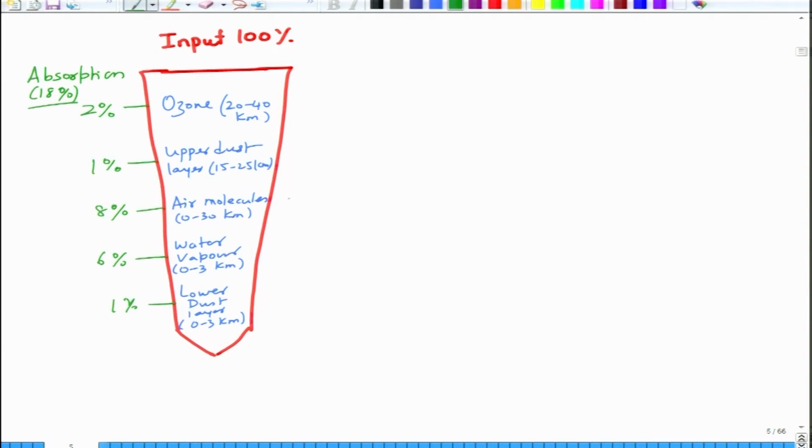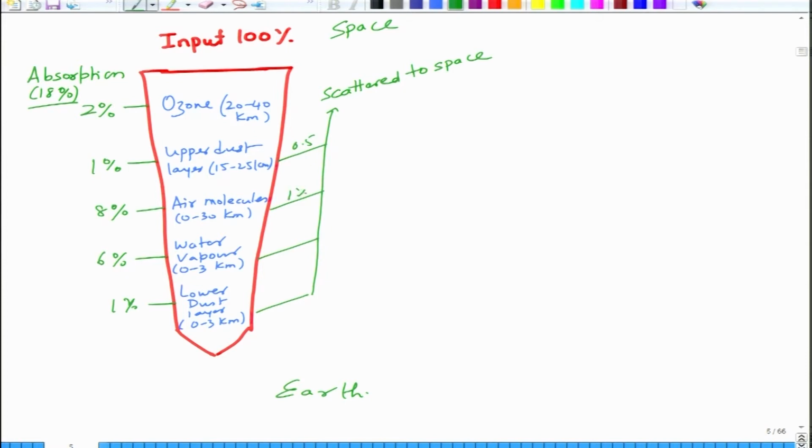Now, then we look at the scattering. So, scattering takes place to the space as well as to the earth. So, if you have a scattering from this side, from this side, from this side, all of these scatter to, of course this side is space and this side is earth. So, this scattering is 0.5, this is about 1%, this is about 0.5%, and this is about 1%. So, this is a total of about 3%, and then we have scattering down to earth.